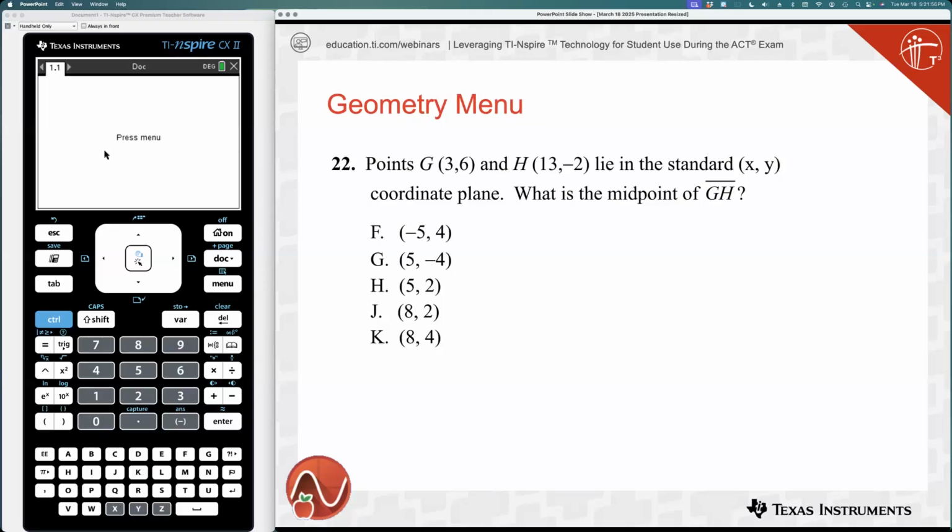So we have another geometry one. And Ms. Carlson, how would you do this one? Like as a math teacher? We have 2 points in a coordinate plane and we want to find the midpoint. So what I would do as a math teacher is go ahead and use the midpoint formula. Do you want to demonstrate the midpoint formula there? Sure.